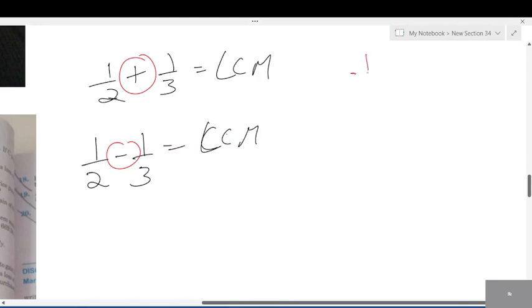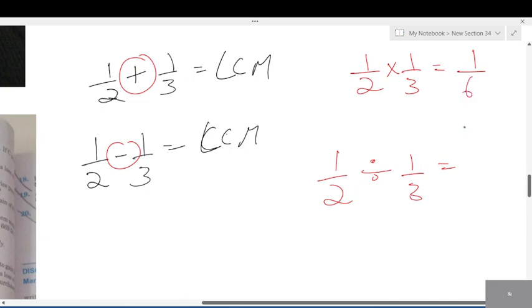Plus and minus. The same question, 1 into 2. Here, when multiplication and division is given, students, we don't take LCM. What's the answer for multiplication? 1 ones are 1, 2 threes are 6.